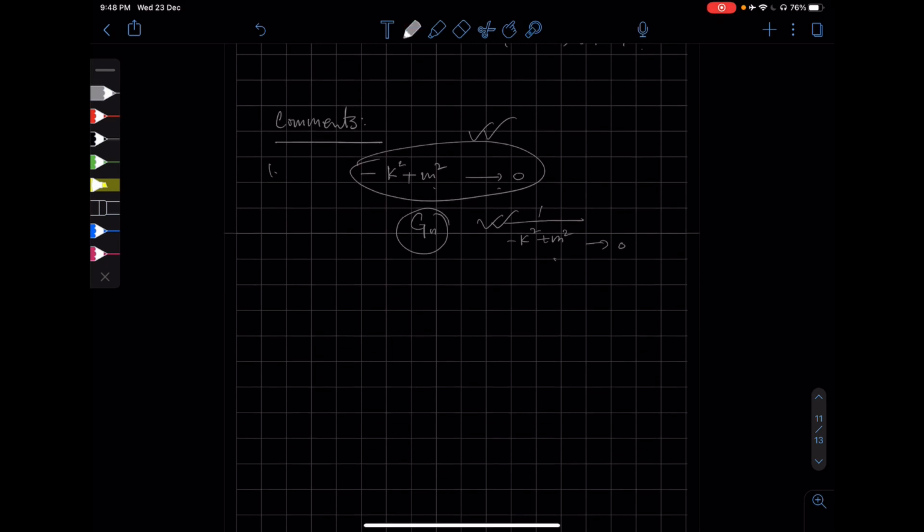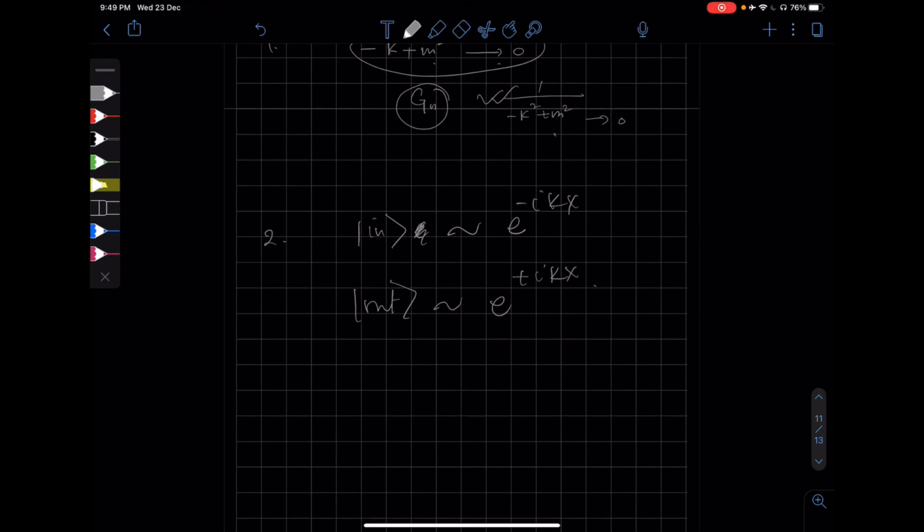And comment number 2 is that notice that the particles in the in states come with exponential factors e to the power minus I kx, whereas the particles in the out state come with exponential factors of plus I kx. And this concludes our discussion on the LSZ theorem.